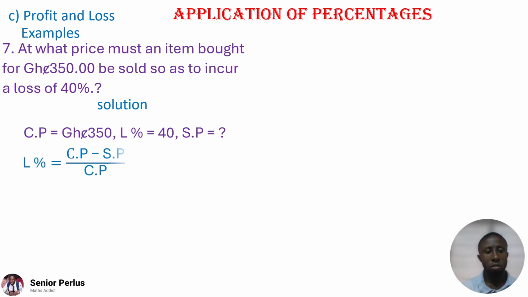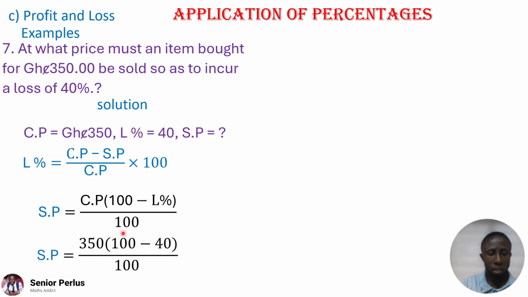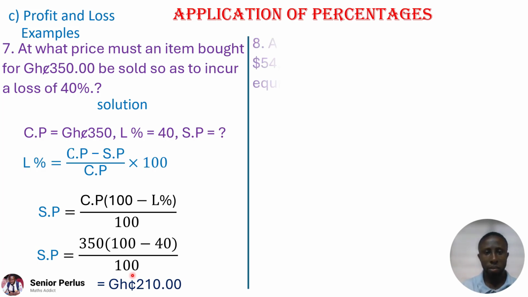You know that loss percent is loss out of the cost price, and loss is cost price minus the selling price. That's why we have this formula. We are looking for the selling price, so let's make the selling price the subject, or you know the formula, you put it down. Now we know the cost and the loss, so let's do the substitution. I told you, just bring 40, not 40%, because we already have 100 in there. So 350 out of 100 minus the 40, we have this 100. Then if you work it, you get 210 Ghana cedi. Very simple.